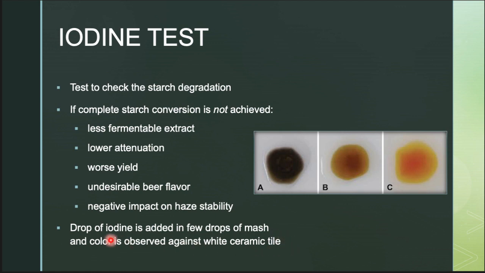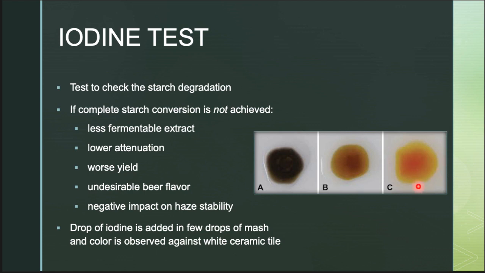During the iodine test, a drop of iodine is added to a few drops of mash and color is observed against a white ceramic tile. Once the mash saccharification is complete, with the mash containing a small proportion of limit dextrins, maltotriose, maltose and simple sugar, no change in the yellow color of iodine is observed.